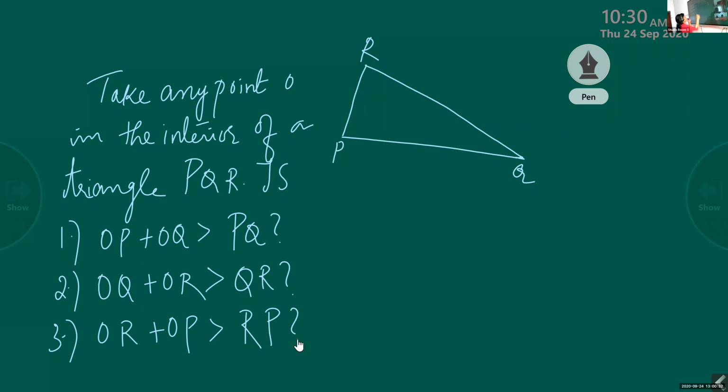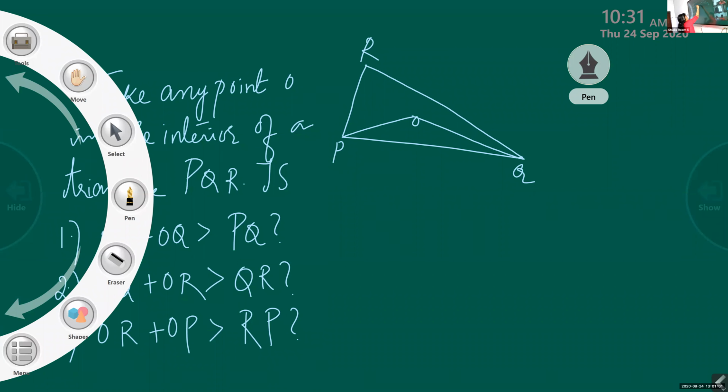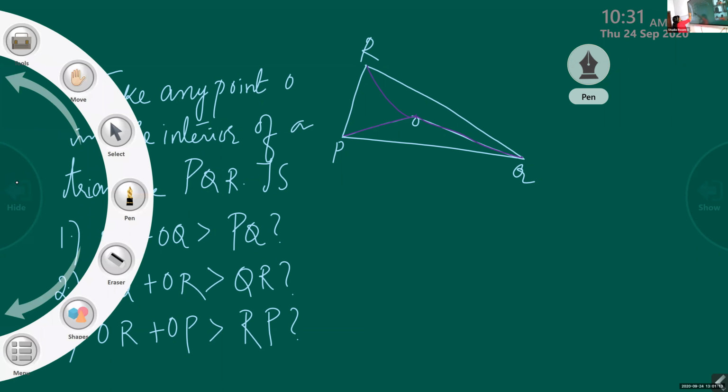The question is, take a point O in the interior of the triangle PQR. We have taken it. Now, OP is asked, so just join P and O. Next one, OQ, join OQ. Then join OR. Sorry, that color is not visible. I'll take another one.